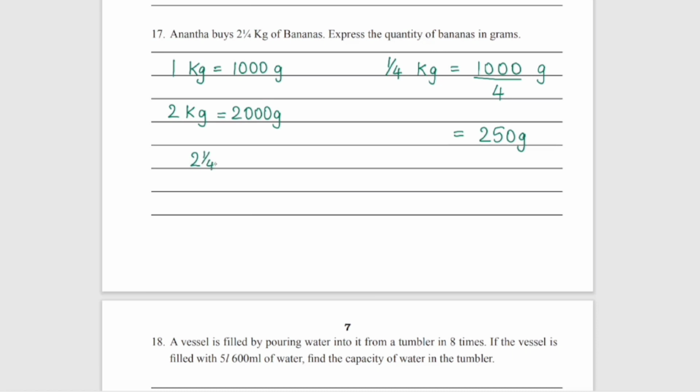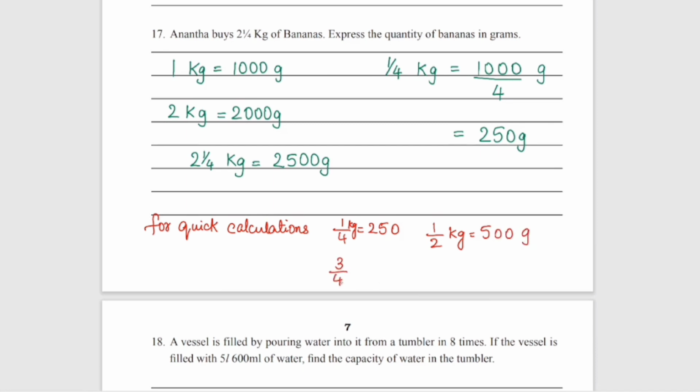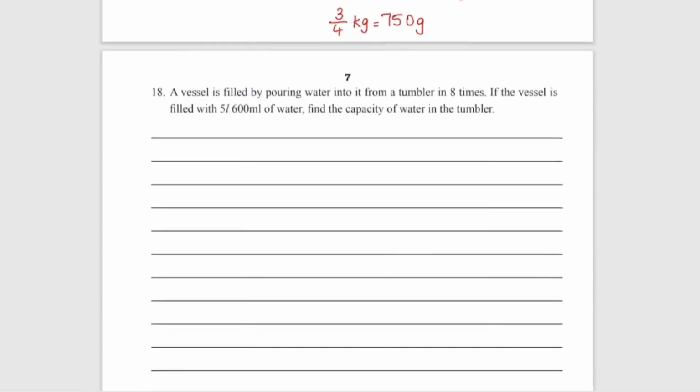Now adding the 2000 plus 250 grams, we get 2 quarter kg is equal to 2500 grams. For quick calculation, please remember: quarter kg is 250 grams, half kg is 500 grams, 3/4 kg is 750 grams.